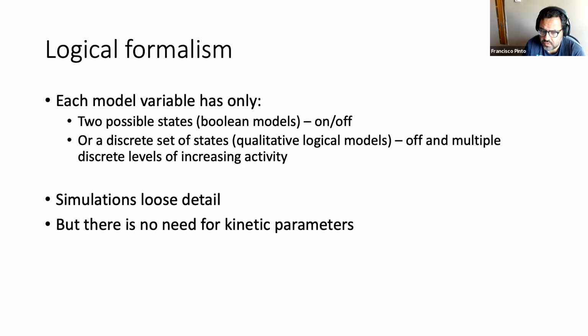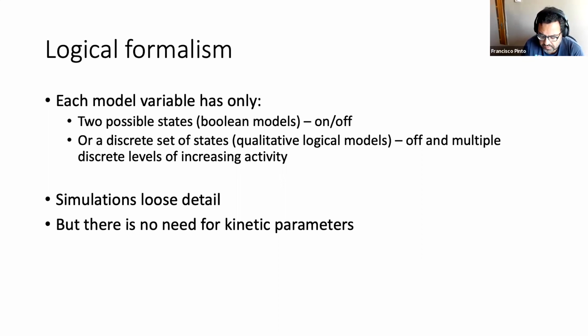And normally one of those states is the off state. So the molecule or the protein or the gene is inactive. And then there can be multiple levels of activity. So like an intermediate activity, a very high activity, but usually people don't use in this modeling approach much more than 3 or 4 levels for each node, for each component of the system. And most of the nodes are Boolean, okay?